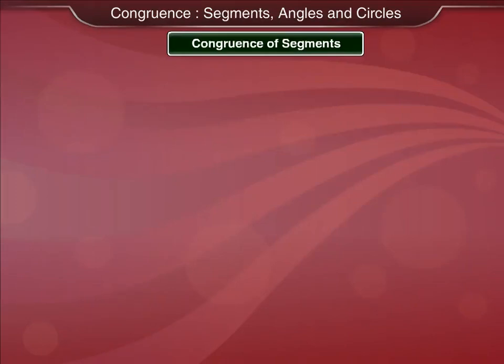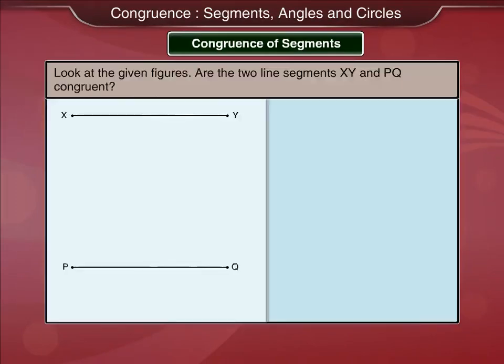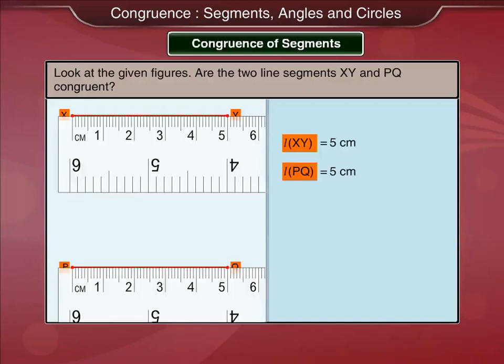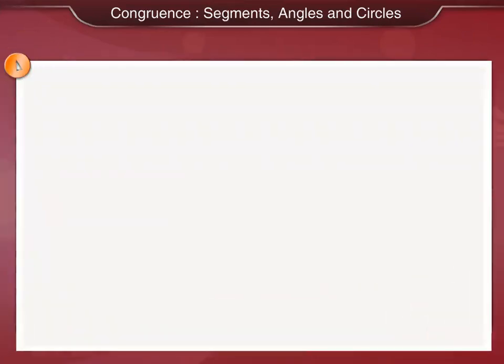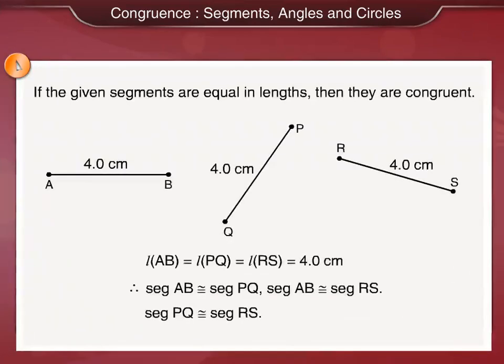Here is another activity. Look at the given figures. Are the two line segments XY and PQ congruent? Line segments XY and PQ both measure 5 centimeters. Therefore, line segments XY and PQ are congruent. We know that if the given segments are equal in lengths, then they are congruent.